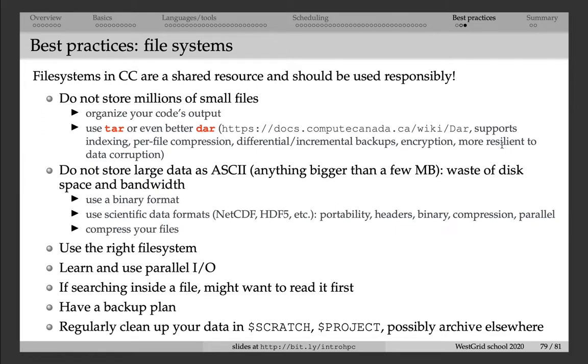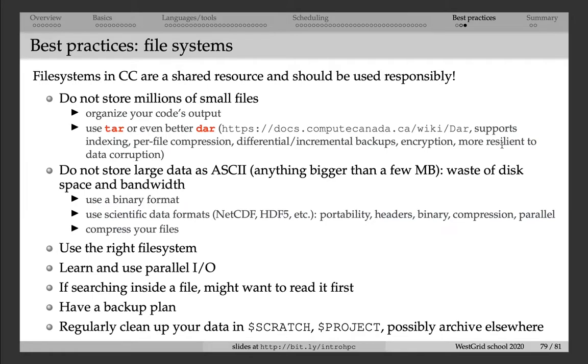Also remember to use the right file system. The home directory, the default directory you find yourself in when you log into a cluster, is actually not meant for storing large files. It's not a high-performing file system. For that, please use Scratch. So if your code is writing a lot of data, then please do that in the Scratch file system.